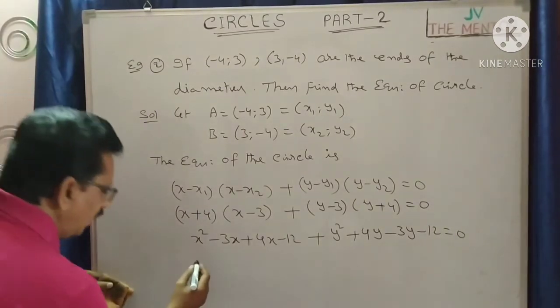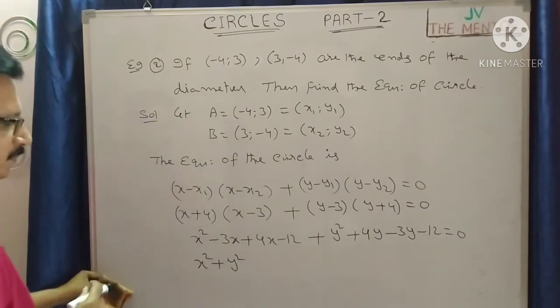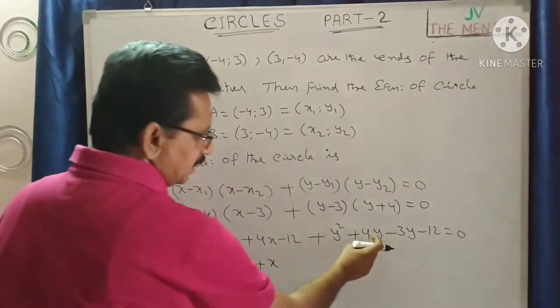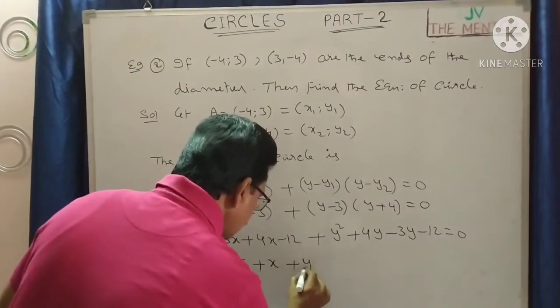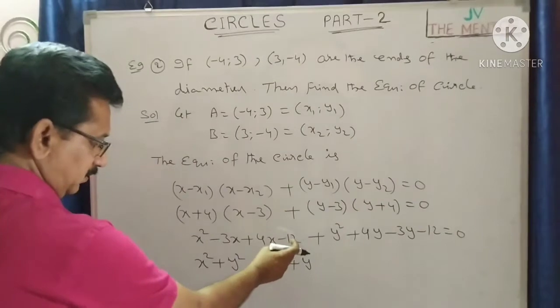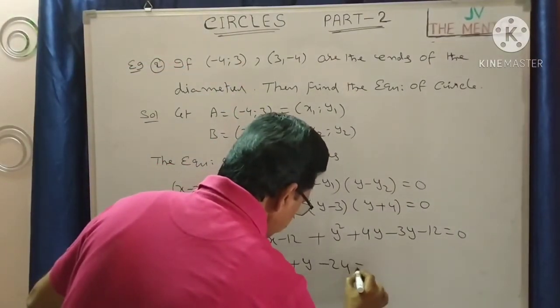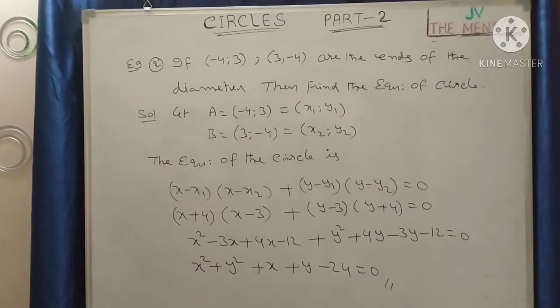Write in order. x square plus y square, here x terms: minus 3x plus 4x, then plus x; here plus 4y minus 3y, then plus y. Here constants are minus 12, minus 12, minus 24, equal to 0. This is the equation of the required circle. Okay? Write down.